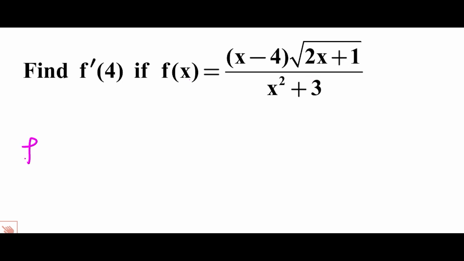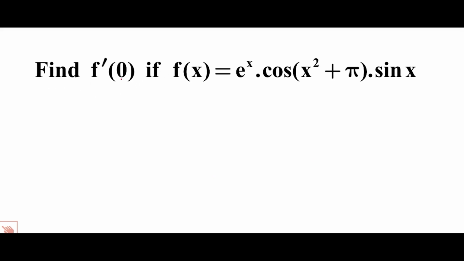So we have f prime of 4 is equal to the derivative of x minus 4, which is 1, times we plug in the value of x. The value of x is 4, so we have the square root of 2 times 4, which is 8, plus 1 is 9. The square root of 9 is 3, over 4 squared plus 3, which is 19. So f prime of 4 is 3 over 19.